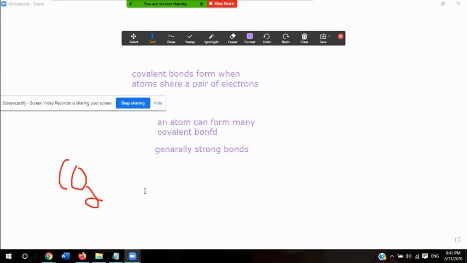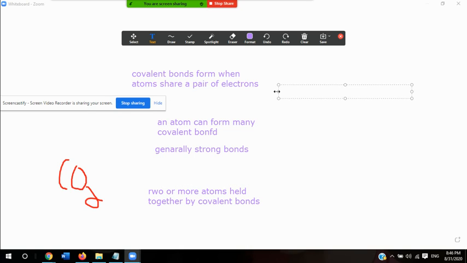And finally, we're going to talk about a molecule, and what is a molecule. So the definition of molecule in your textbooks is two or more atoms held together by covalent bonds. Okay, so two or more atoms held together by covalent bonds.